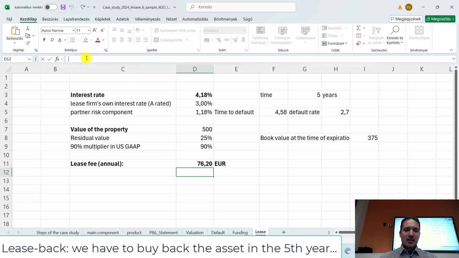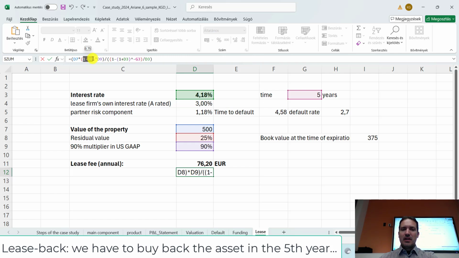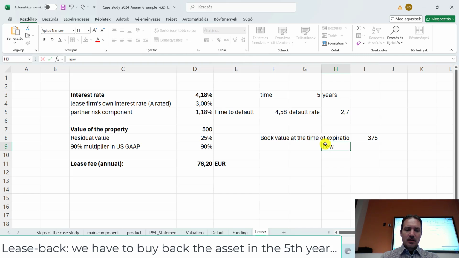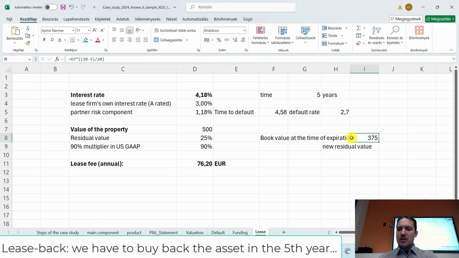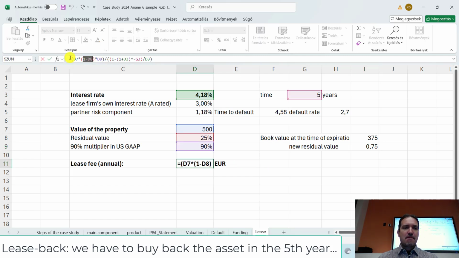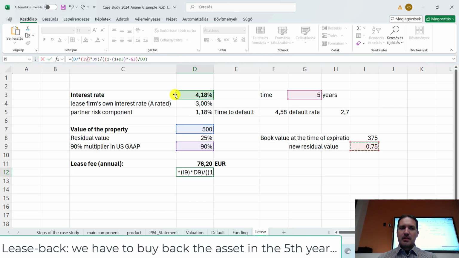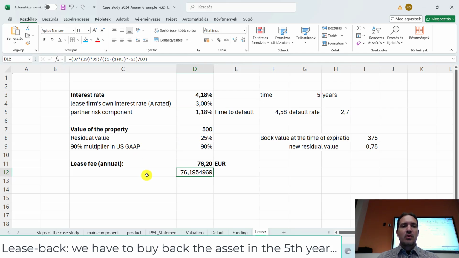What can we assume here? If instead of using this kind of residual value, we use a new residual. I would like to make a copy of this one and put it here. Yeah, okay, sorry, yes, you're right. We are doing the same because it's 75%. So you have to buy back.